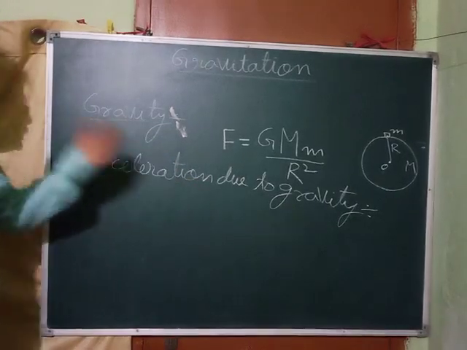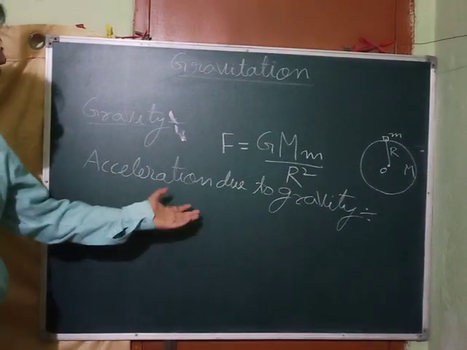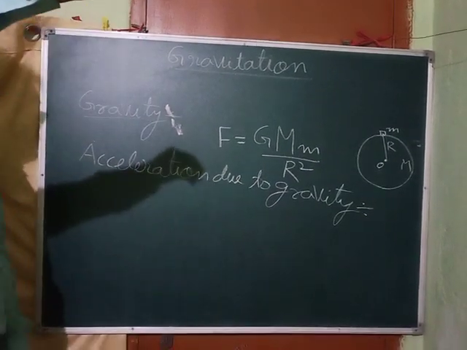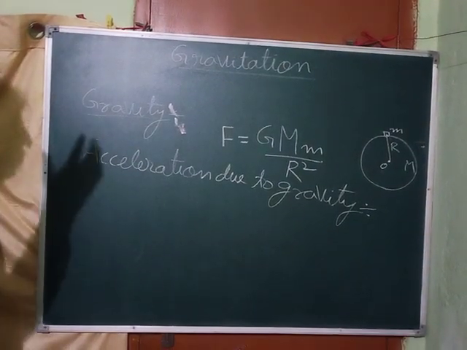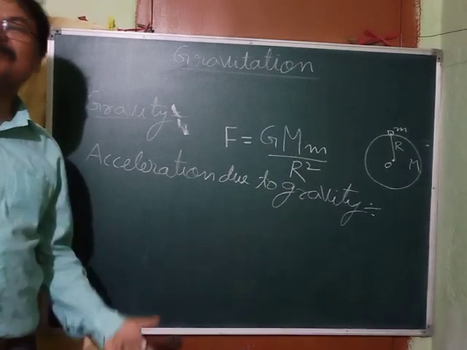Now see, its name itself indicates everything. What is it? It is acceleration. And why is this acceleration produced? Due to the force of gravity. So suppose I release this chalk, it will fall, but it will not fall with uniform velocity. It will fall with constant acceleration, and that acceleration is called acceleration due to gravity.